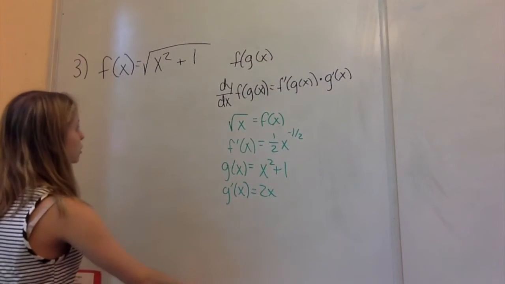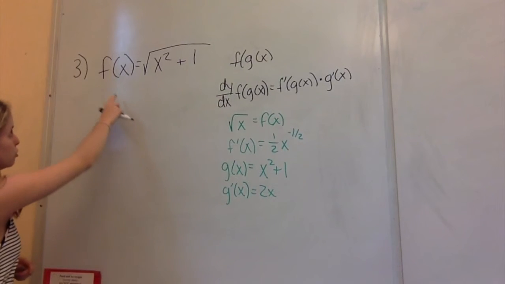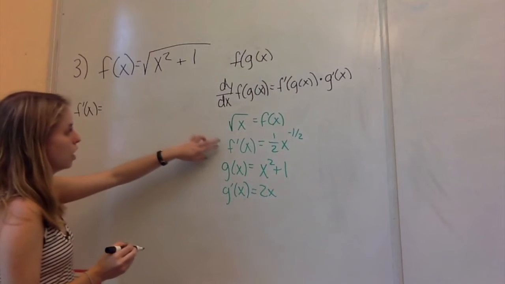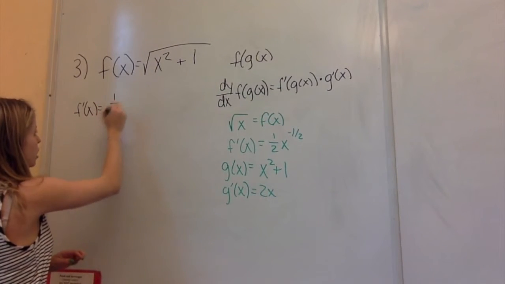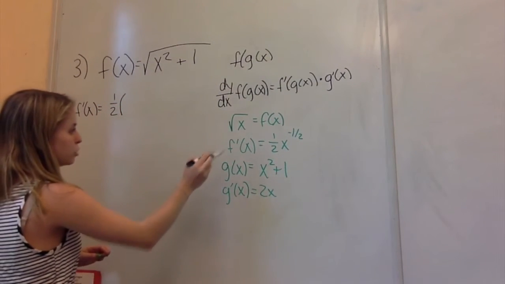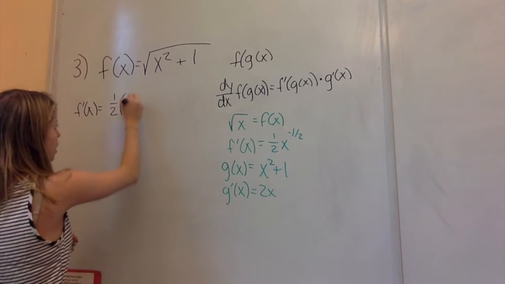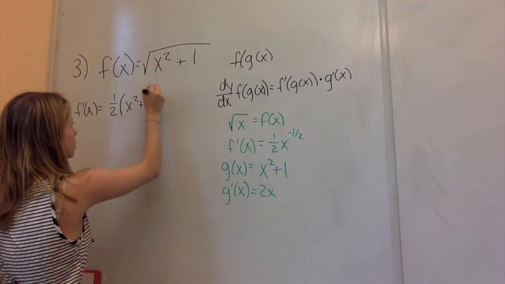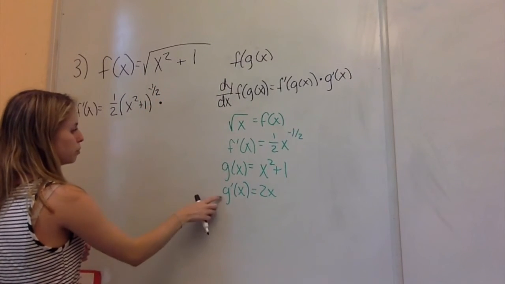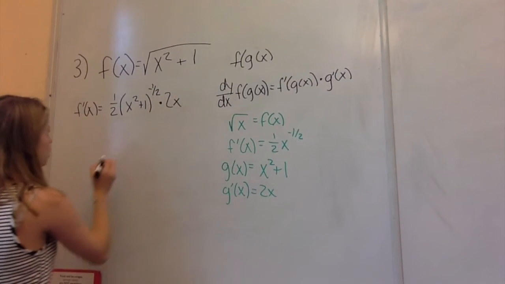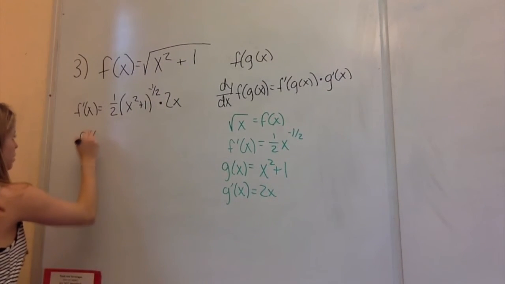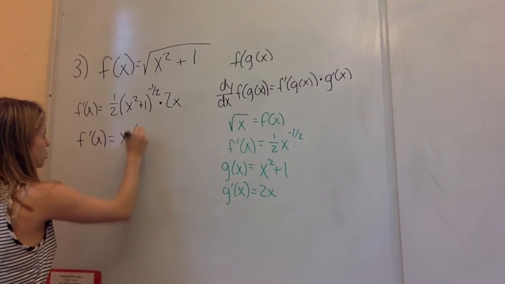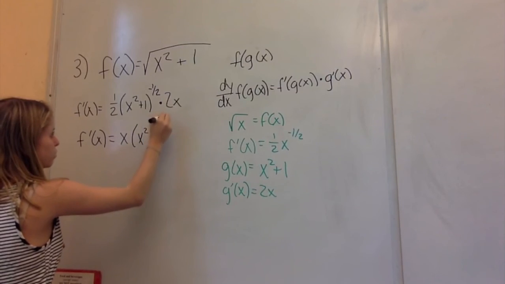So now when we put this together, we're going to do the derivative. So we have 1/2, and then open bracket to put g of x in. So you have 1/2 times x squared plus 1 raised to the negative 1/2. And then you're just going to multiply it by g prime of x, 2x. So we're left with f prime of x of this function is equal to x times the quantity x squared plus 1 raised to the negative 1/2.